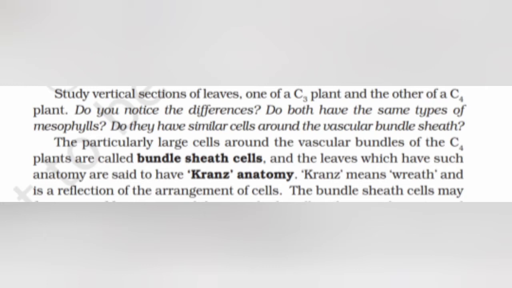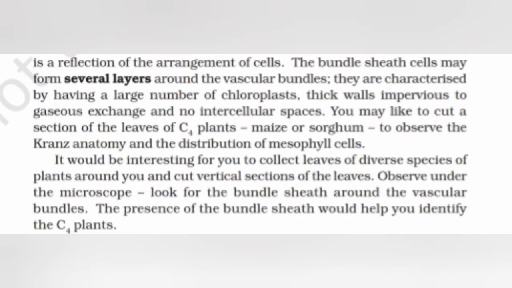The particularly large cells around the vascular bundles of C4 plants are called bundle sheath cells. The leaves which have such anatomy are said to have Kranz anatomy. Kranz means wreath and is a reflection of the arrangement of cells. The bundle sheath cells may form several layers around the vascular bundle. They are characterized by having a large number of chloroplasts, thick walls impervious to gaseous exchange, and no intercellular spaces.